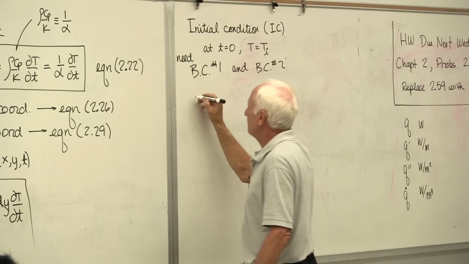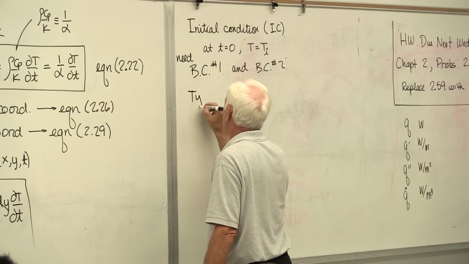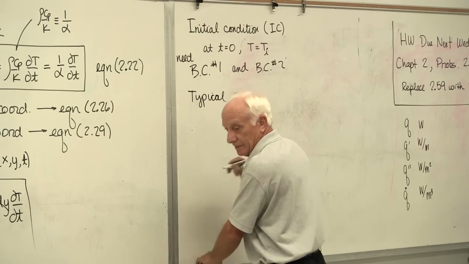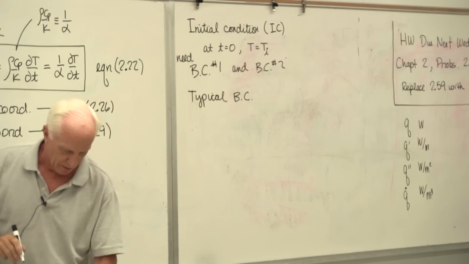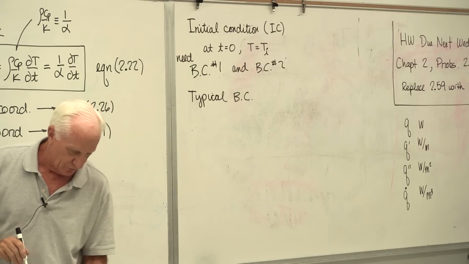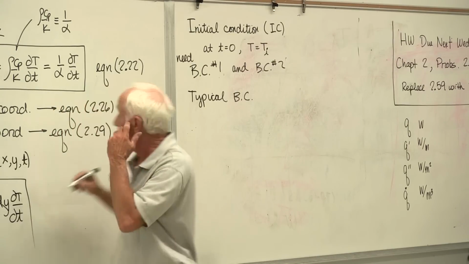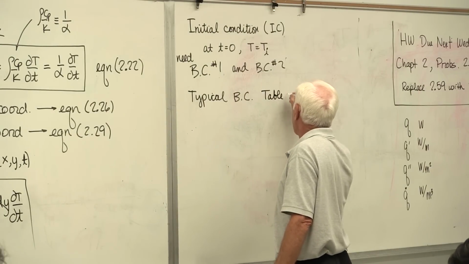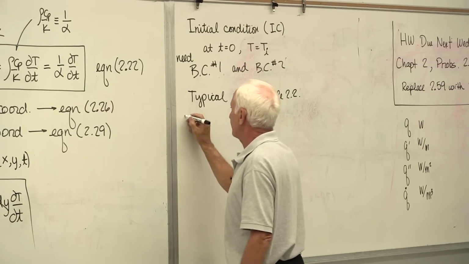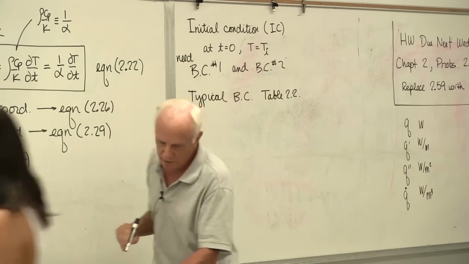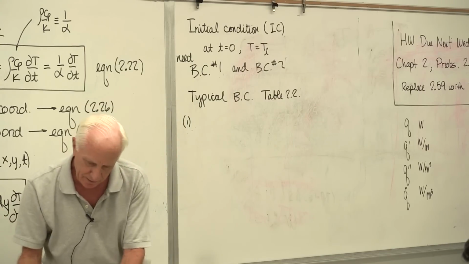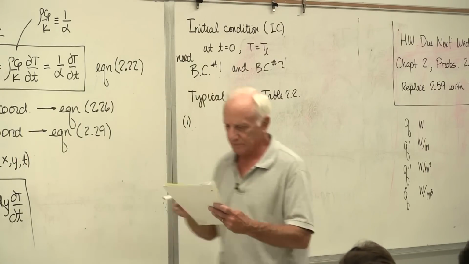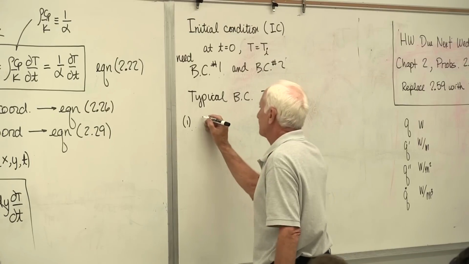Okay, let's put some down here. Typical boundary conditions. These are in table 2.2. Type 1 says constant surface temperature. These aren't all of them. These are just typical ones, the ones we use the most. Constant surface temperature.